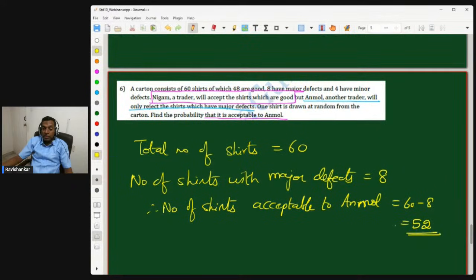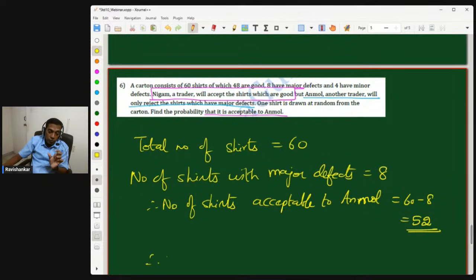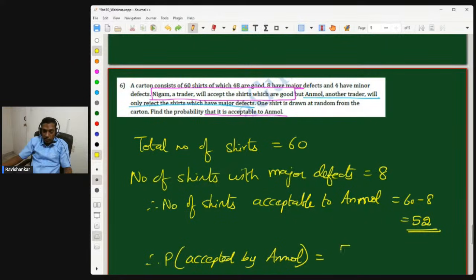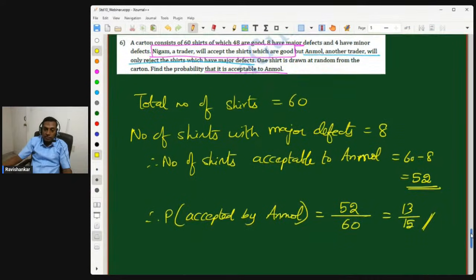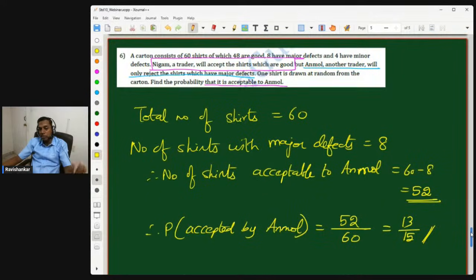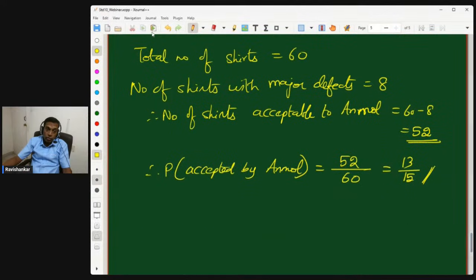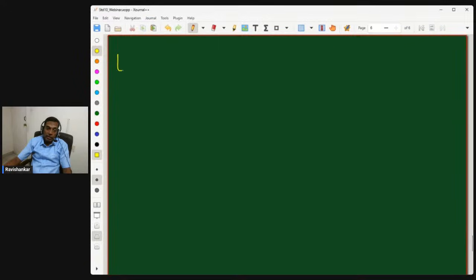So this is the way you have to write. Therefore, probability of being accepted by Anmol is 52 by 60, which is 13 by 15. The Nigam thing is completely useless information, but you have to read through it to understand that it is useless. Let me do an extra question since a couple of people have asked about it.